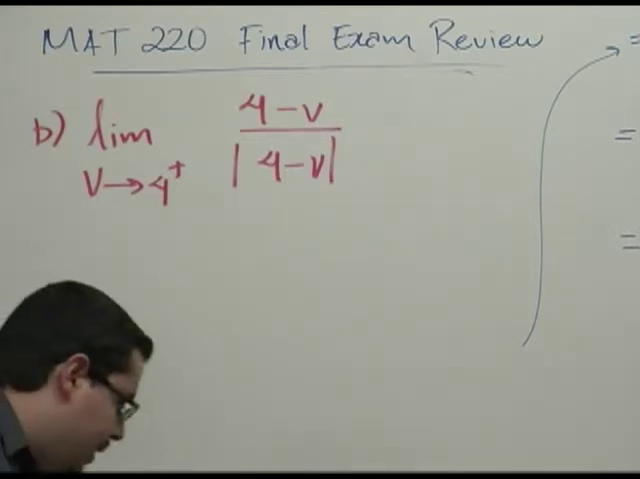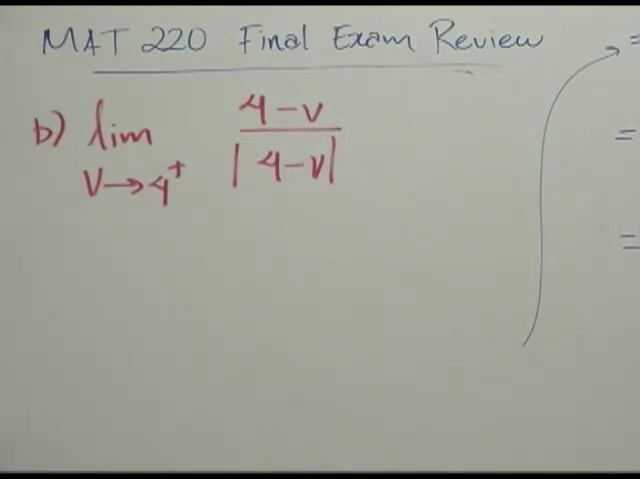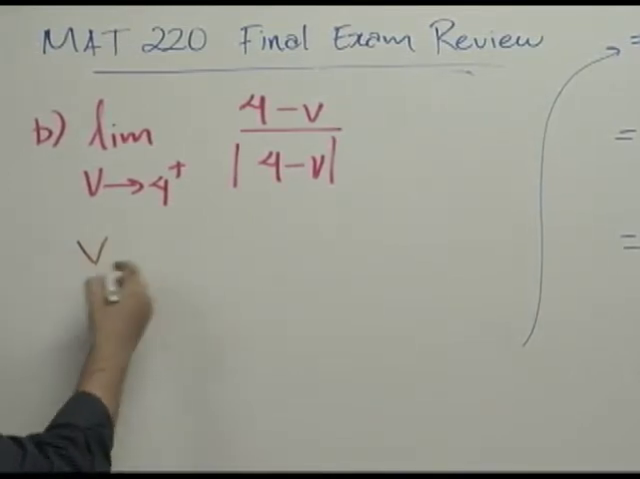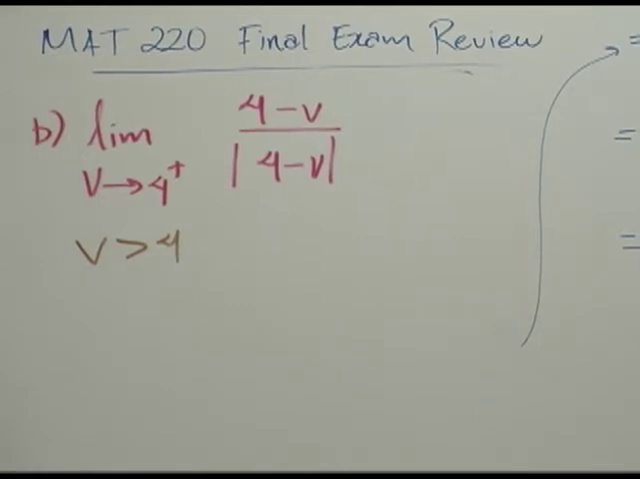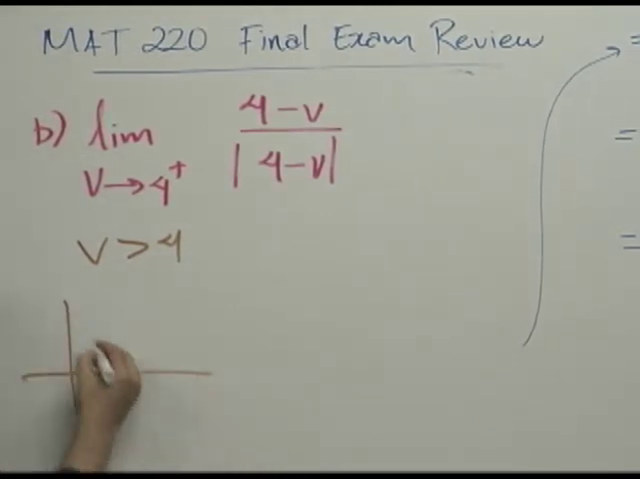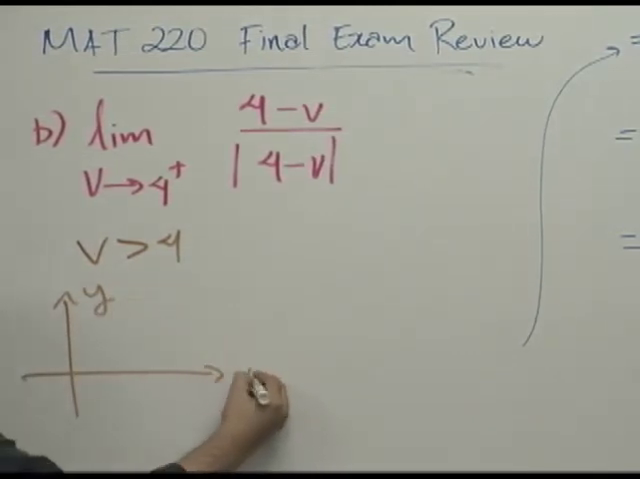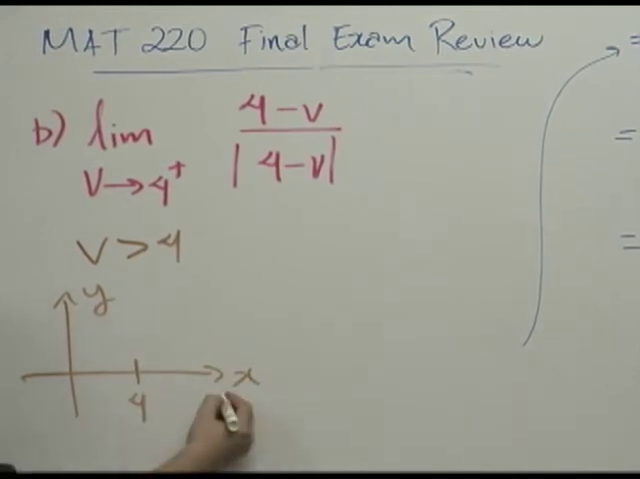So, in particular, let me ask you guys the following question. We are approaching 4 from the right, correct? That means that every value of v that we can think of needs to be bigger than 4. Because remember, we're approaching from the right. So, here's 4. We're approaching it from this direction. Okay? In other words, every number is bigger than 4. What does that tell you about 4 minus v?